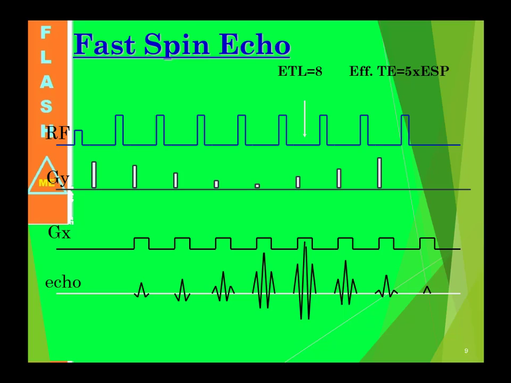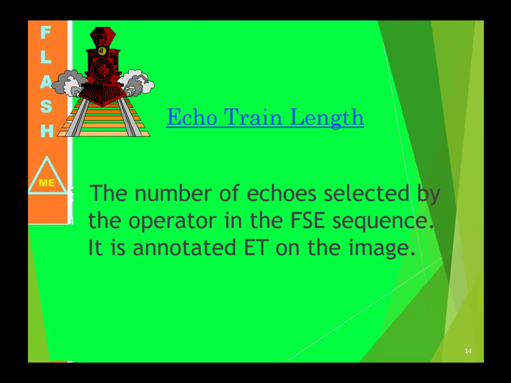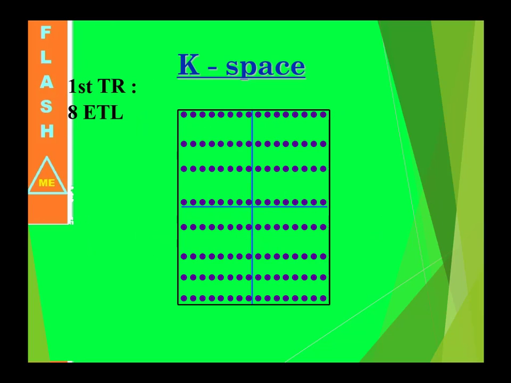Fast spin echo. ETL equals 8. ETL equals 5 x ESP. GY, GX, echo, RF. Echo train length: the number of echoes selected by the operator in the FSE sequence. It is annotated ET on the image. First TR, 8 ETL. K-space.